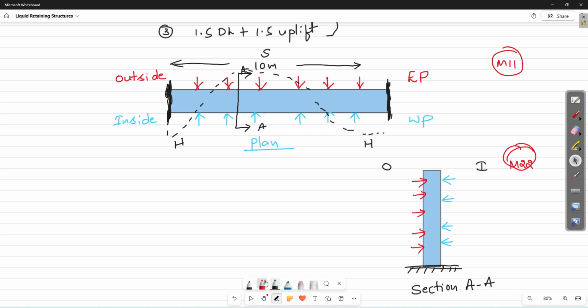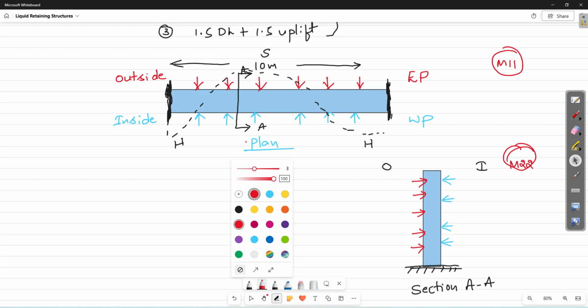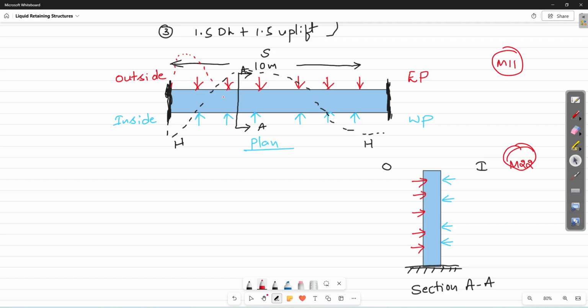So similarly for earth pressure from outside, your wall will bend like this. Here you have hogging, sagging, hogging. So this is horizontal bending.